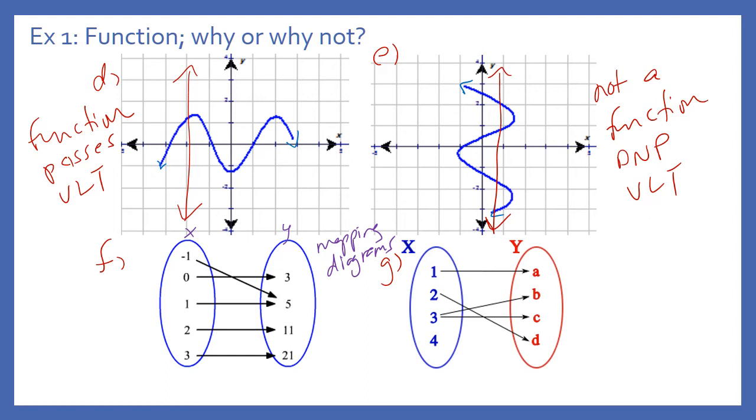What you're looking for with mapping diagrams is, do you have more than one arrow coming out of an X? So if I look, -1, 0, 1, 2, and 3, they only have one arrow coming out of each one of them, which means X does not repeat, which means this is a function. So F is a function, and don't forget Y. And again, since I didn't graph it, I can't say passes vertical line test unless you choose to graph it. So we're just going to say X values do not repeat.